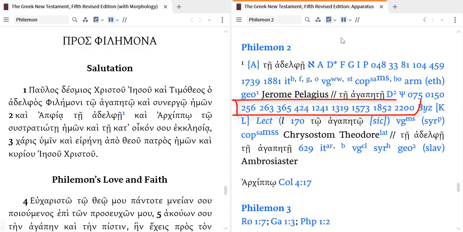Then we have lowercase manuscripts called minuscules, 256 all the way to 2200. And then manuscripts of the Byzantine tradition. And in brackets, they're going to say K and L. So K and L are supporting the Byzantine tradition. They're individual representatives of the Byzantine tradition.